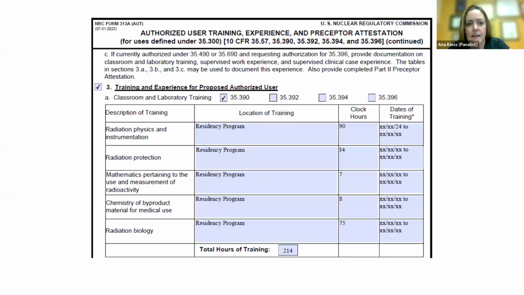And under that you document training and experience under the broader training and experience of 35.390, which includes all the different categories of therapeutic isotopes. So you have to document your classroom and laboratory experience, and some of this will be standardized according to your residency program's curriculum. Next slide.